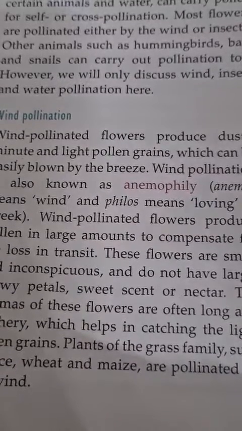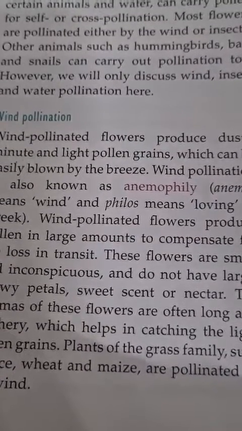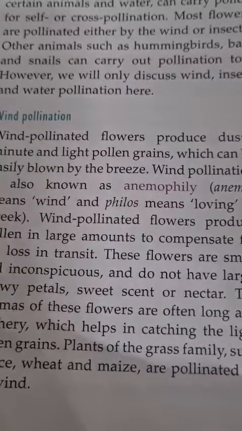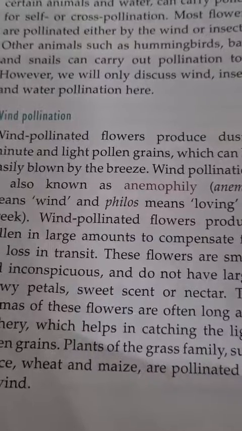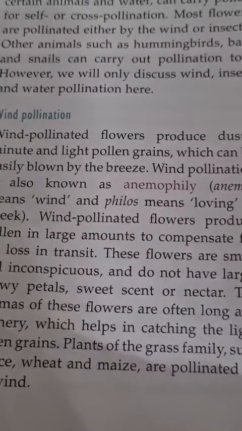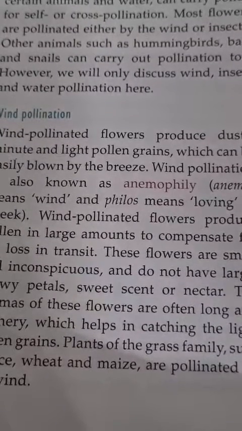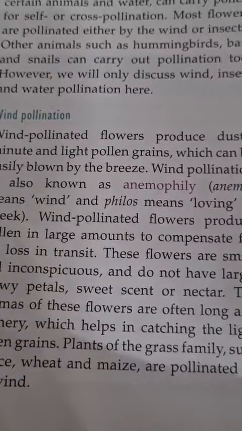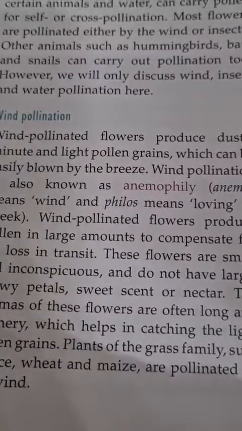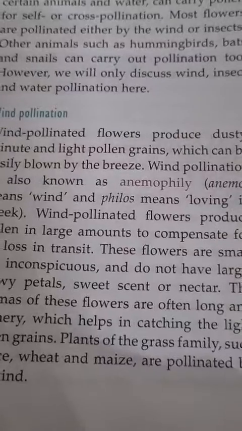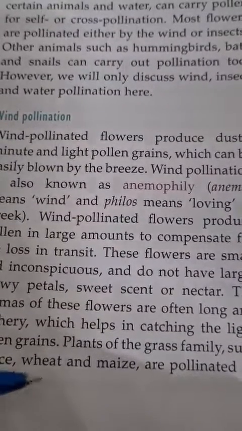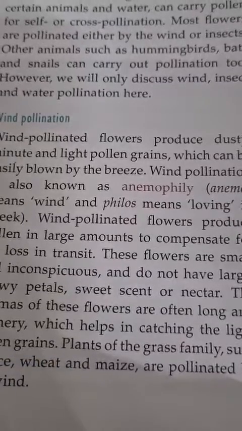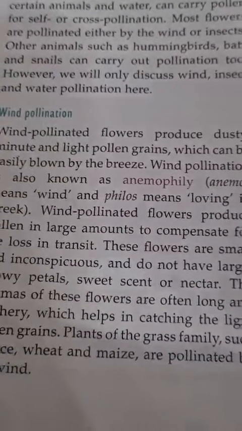Only pollen grains are very light, and the anthers are hanging out of the flower. Not only anthers, the stigma is also hanging out of the flower for easy catching of the pollen grains which come with wind. Plants of the grass family such as rice, wheat, maize are pollinated by wind.